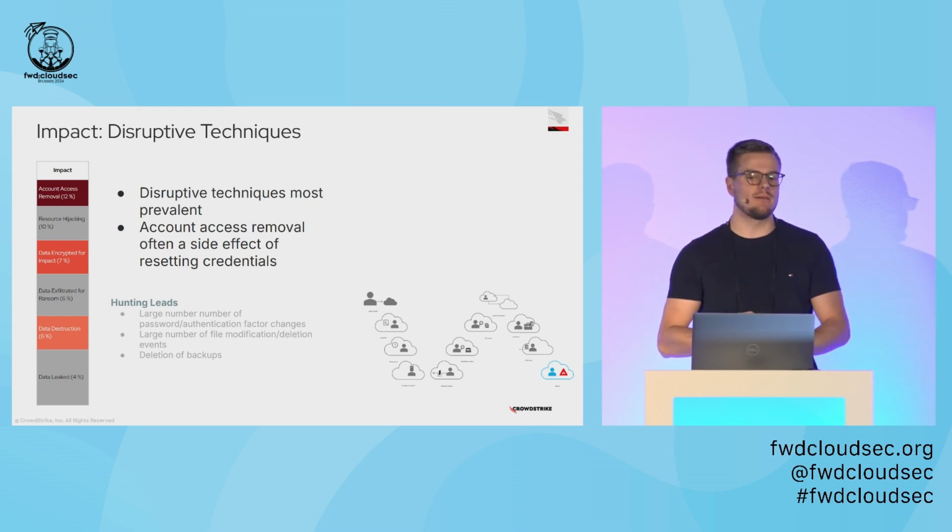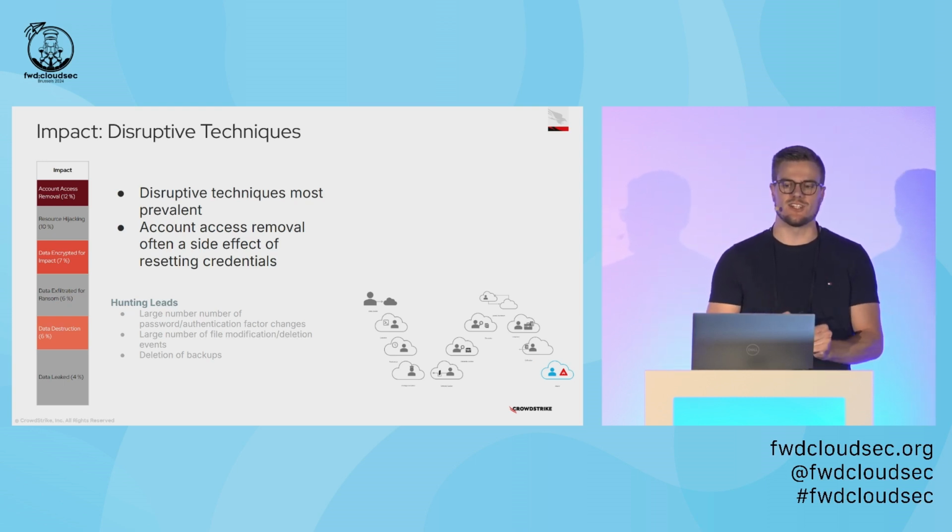And quite in consonance with public reporting, we also observe resource hijacking, which in our data set is the second most prevalent impact technique.